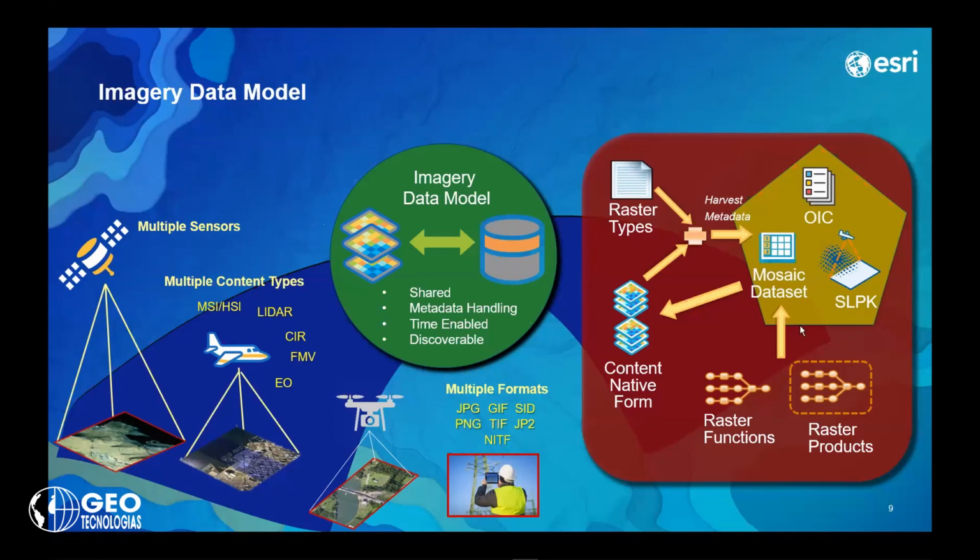So the management tools that you have at your disposal in ArcGIS are the Mosaic dataset, primarily for imagery, but also useful for managing LiDAR data and point cloud data. You have the OIC, the Oriented Image Catalog. And this is a relatively new item in ArcGIS.